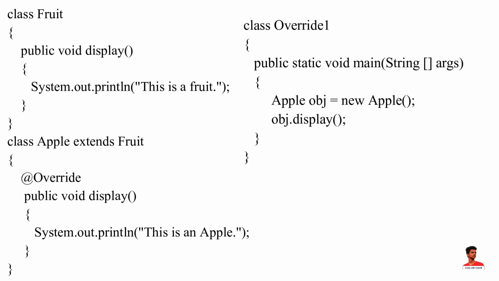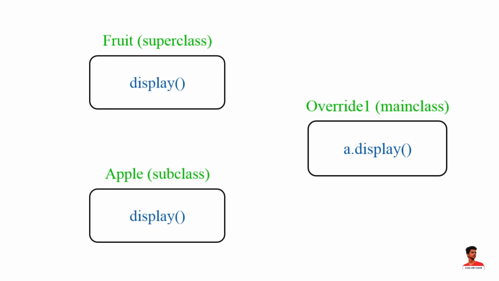In this program, the display method is present in both the Fruit superclass and the Apple subclass. When we call the display method using the object, the method inside the subclass Apple is called. The display method of the subclass overrides the same method of the superclass.